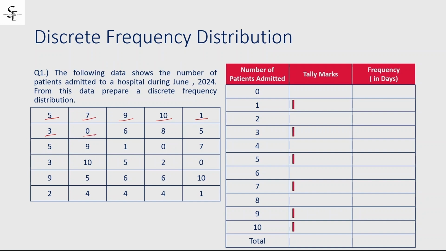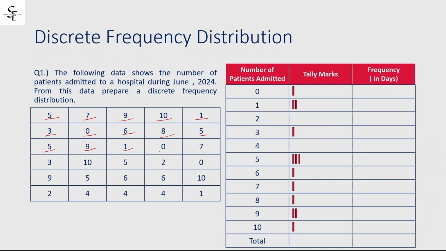The next value is 0, so we will put a tally mark against 0. The next value is 6, so we will put a tally mark against 6. The next value is 8, so we will put a tally mark against 8. The next value is 5, so we will put a tally mark against 5. The next value is 5, so we will put a tally mark against 5. The next value is 9, so we will put a tally mark against 9. The next value is 1, so we will put a tally mark against 1.